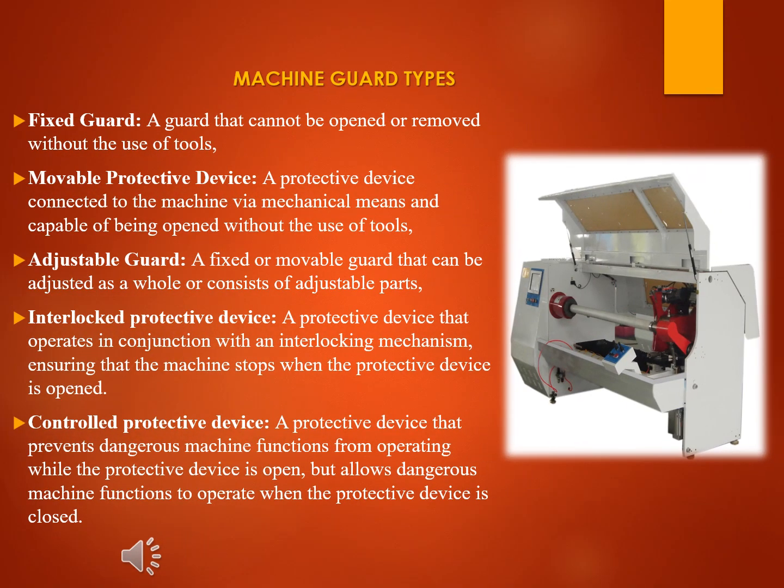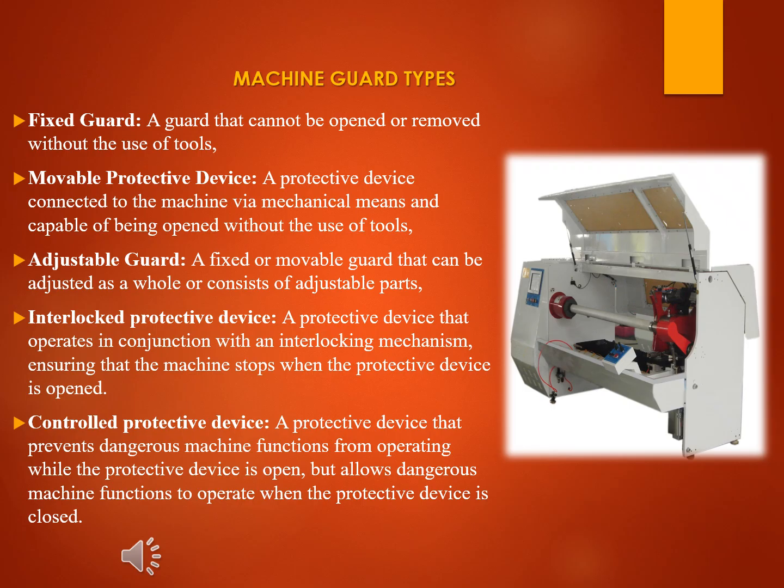Fixed guard is a guard that cannot be opened or removed without the use of tools. Movable protective device is a protective device connected to the machine via mechanical means and capable of being opened without the use of tools. Adjustable guard is a fixed or movable guard that can be adjusted as a whole or consists of adjustable parts. Interlocked protective device is a protective device that operates in conjunction with an interlocking mechanism, ensuring that the machine stops when the protective device is opened.